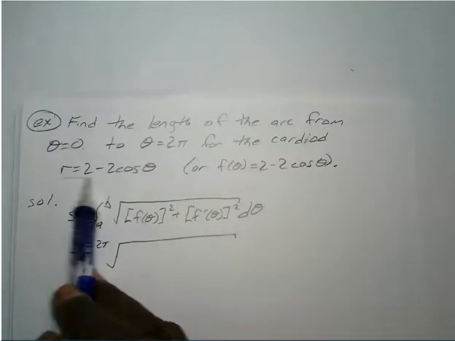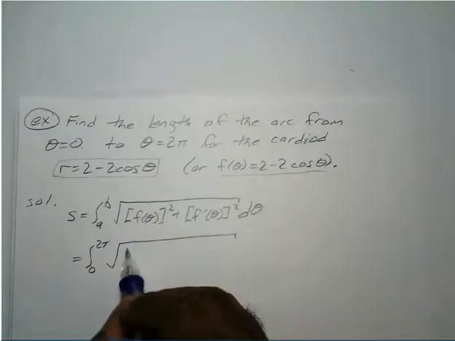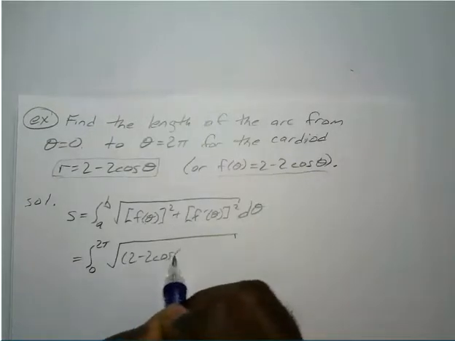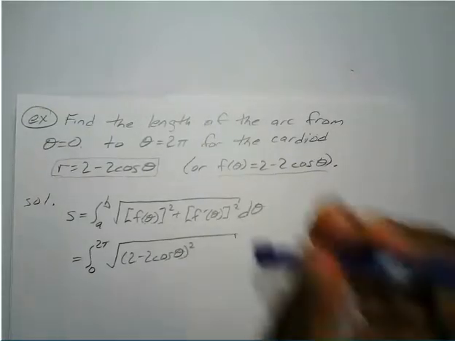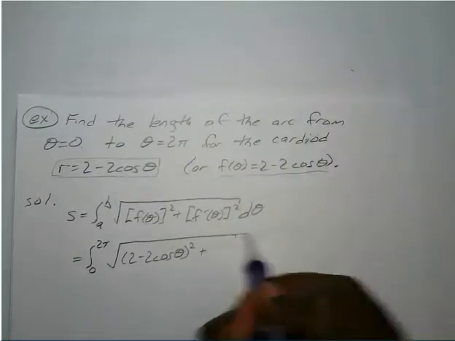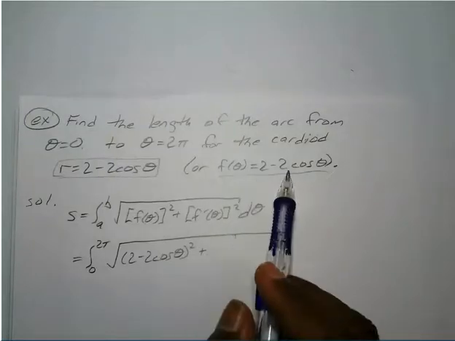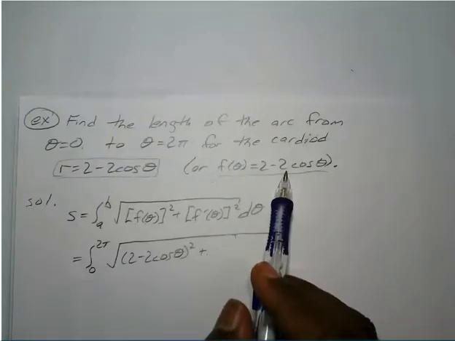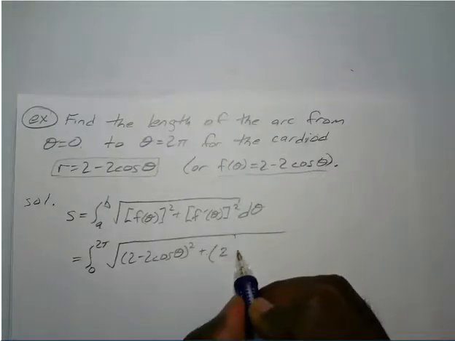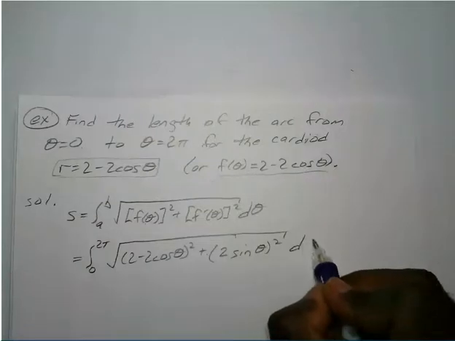So remember that your r is just your f of theta. Okay, so that will be 2 minus 2 cosine theta squared, plus f prime of theta. Our derivative of that will end up being 2 sine theta. So f prime of theta will be 2 sine theta squared with respect to theta.